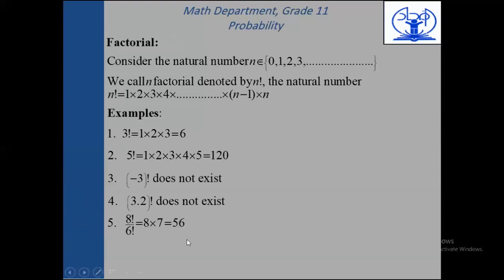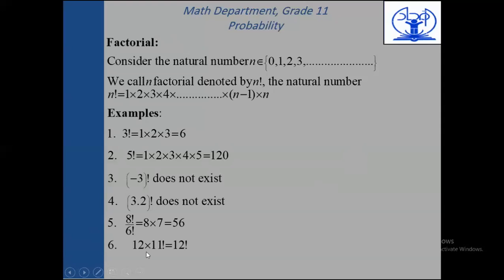For example, if I want to simplify this without the use of a calculator, what does 8 factorial over 6 factorial mean? If you think about it, 8 factorial is 1 times 2 up till 8. So from 1 till 6 is 6 factorial. It can be cancelled out with the 6 factorial in the denominator. So you will be left with 8 times 7, which is 56.